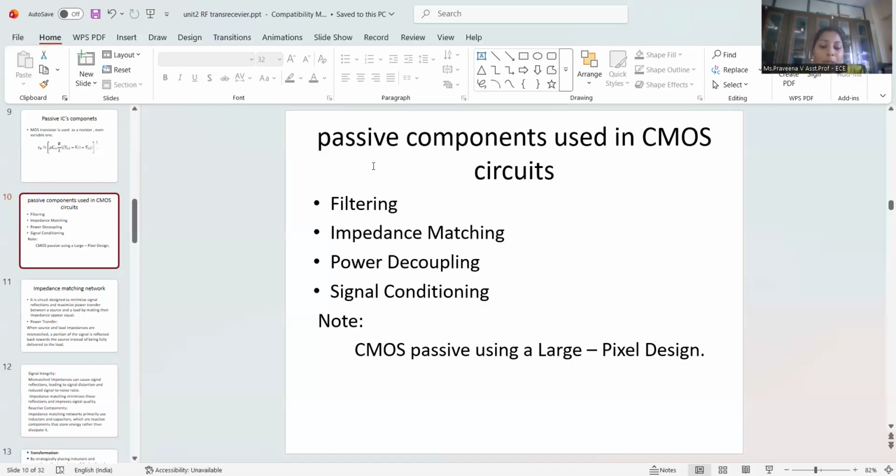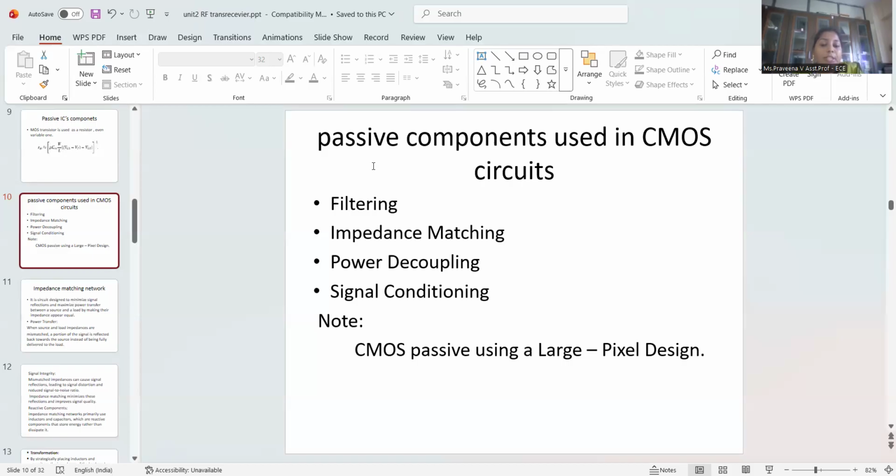The second one is impedance matching. The passive components are used to match the impedance between different RF stages in order to maximize the power. The third one is power decoupling. Here a capacitor is used to suppress the noise and stabilize the power supply voltage. In a microprocessor or a transceiver chip, the decoupling capacitors are placed near the power pins in order to filter the noise and voltage fluctuation.